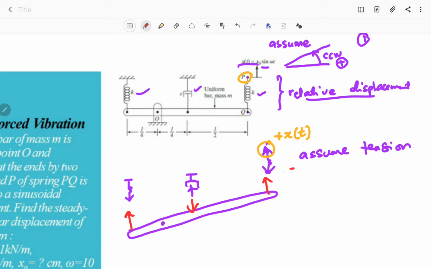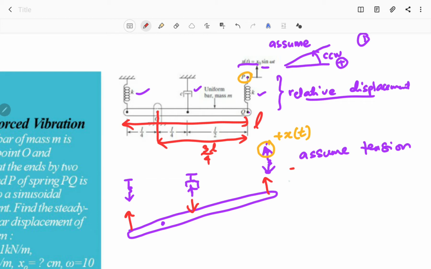Negative. So what do you write as that? So you can see that this distance here to here is actually L. Okay, however your pivot point is here, so this distance is actually 3L over 4. Alright, so how do you write that?